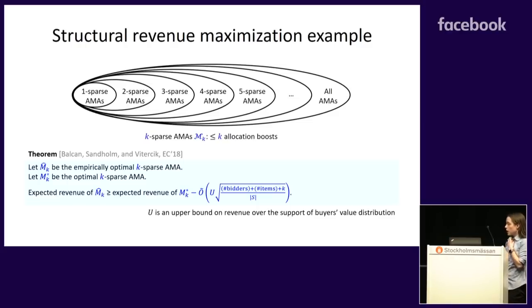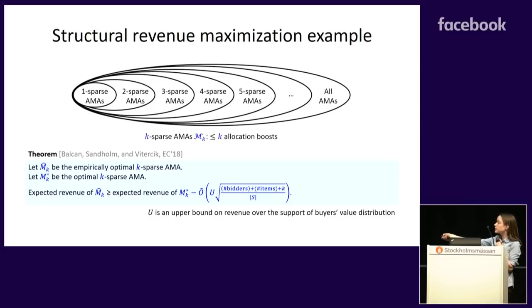Okay, so what our general theorem that Nina presented allows us to show is that if m hat k is the empirically optimal k-sparse AMA, so it maximizes average revenue over the samples, and m k star is the optimal k-sparse affine maximizer auction, so it maximizes expected revenue, then the expected revenue of this empirically optimal affine maximizer auction is at least the expected revenue of the optimal one minus this complexity-dependent term.